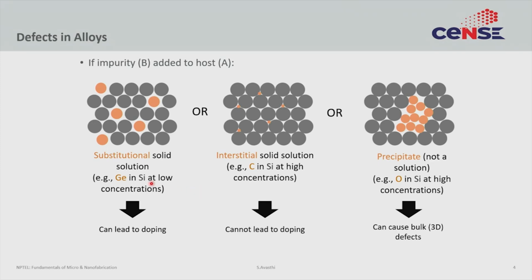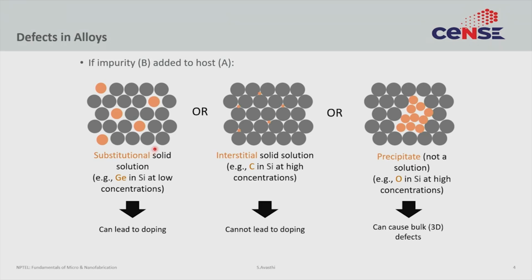And in those cases things are a little different. Here is an example. Supposing you have a germanium silicon alloy, a silicon germanium alloy. Now, that is a substitutional solid where the germanium actually sits where silicon is supposed to sit. Such alloys can lead to doping, right. We discussed the concept of doping in the very first lecture, and there we looked at how if you substitute a group 5 element into silicon, you can actually cause n-type doping.